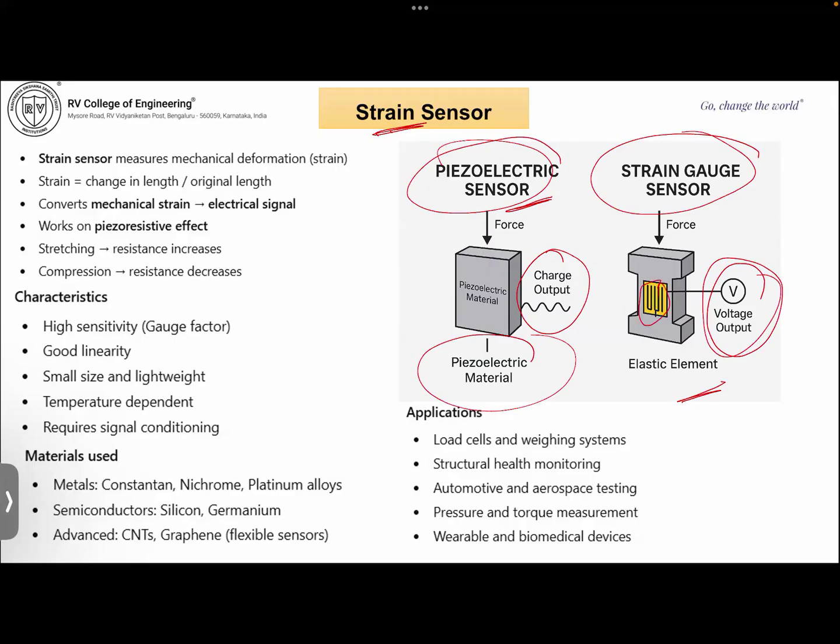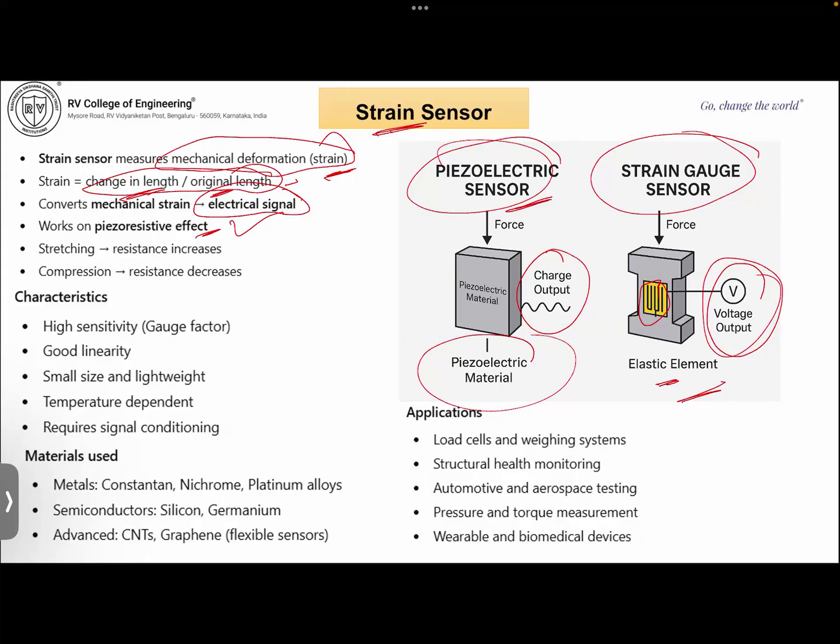The material that we are using is an elastic element. So the strain sensor measures the mechanical deformation, the strain. Strain means the change in length compared to the original length, either expansion or contraction. It converts the mechanical strain into an electrical signal. It is also working on the principle of the piezoelectric effect.